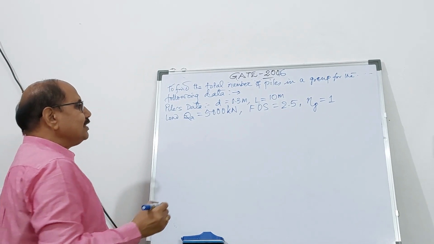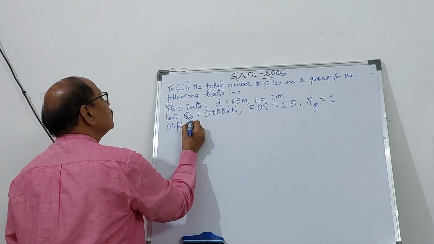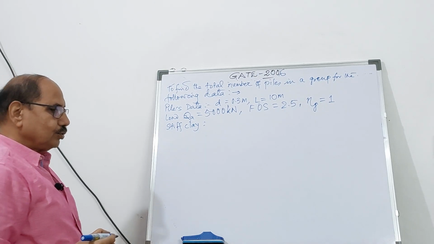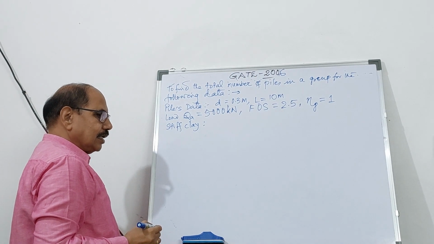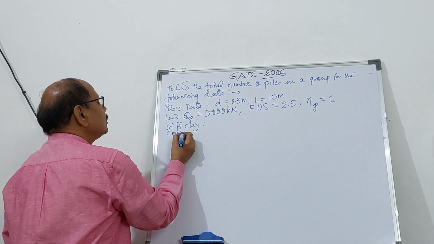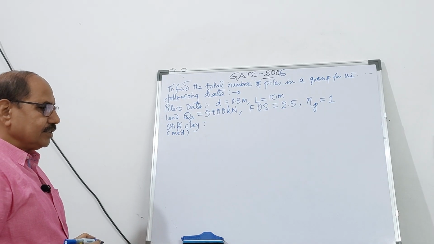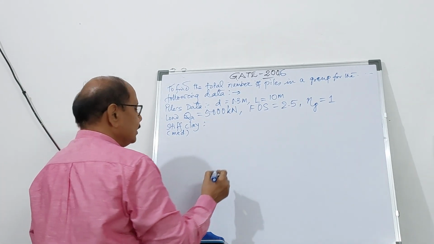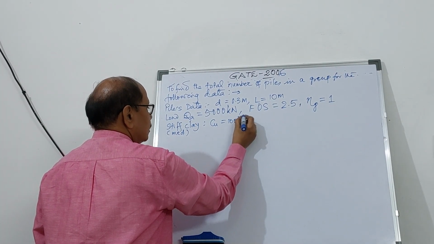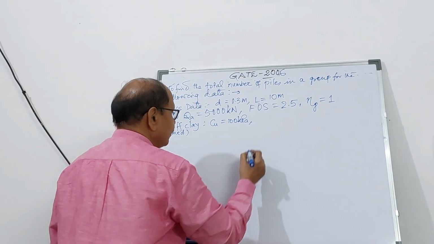And this pile is embedded in a stiff clay. So the properties of the soil are also known to us: the medium stiff clay. In the medium stiff clay the value of Cu is 100 kilopascal, and the value of alpha is 0.57.